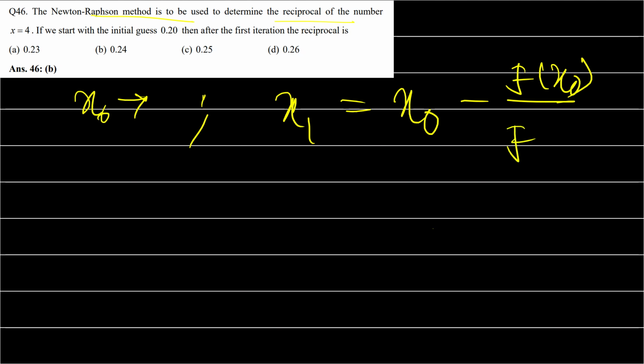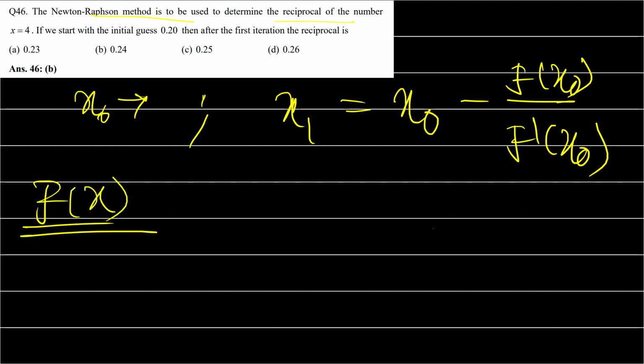Next, the Newton-Raphson method is used to determine the reciprocal of the number x equal to 4. If we start with the initial value given, then after the first iteration the reciprocal is. We all know the Newton-Raphson method formula is nothing but: if x0 is given, x0 is the initial value, then first iteration x1 will be equal to x0 minus f of x0 divided by f dash x0. So for that we have to first evaluate what f of x is in the question.